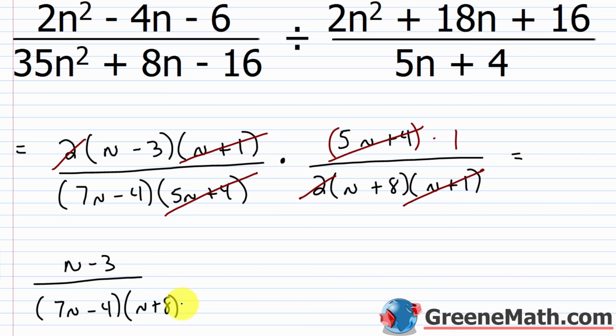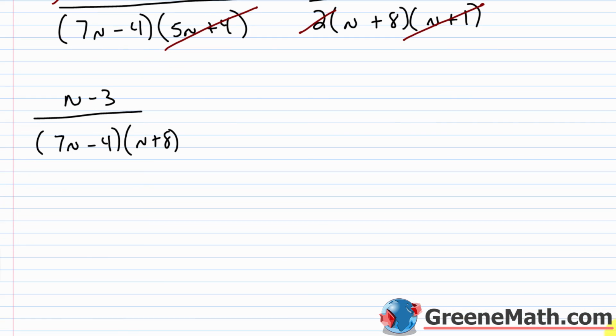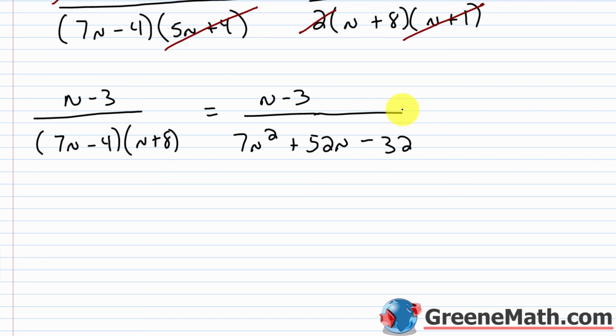Now again, in a lot of cases, you can just write this and stop. Your teacher might not want you to come down here in the denominator and do FOIL, but she might want you to do it. It doesn't matter. It's the same thing either way. So if she asks for it, do it. If not, you can just stop. So this is n minus 3 over 7n times n is 7n squared. The outer would be positive 56n. The inner would be negative 4n, so this would be plus 52n. And then the last, negative 4 times 8 is negative 32. So you get n minus 3 over 7n squared plus 52n minus 32.